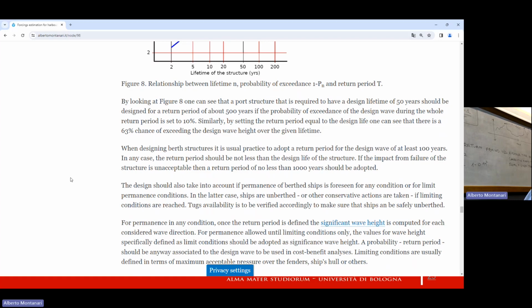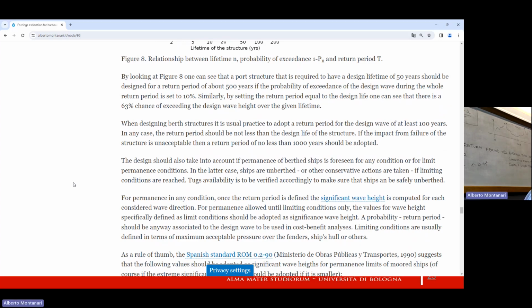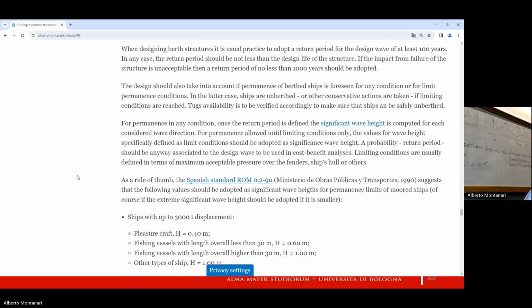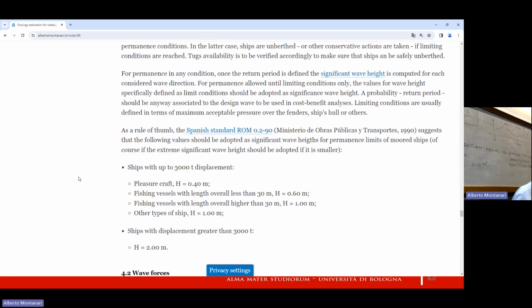Okay, now, what is the rule that we usually follow for berth design? First of all, let me give you some rules of thumb derived from the Spanish standard, which I already mentioned to you.